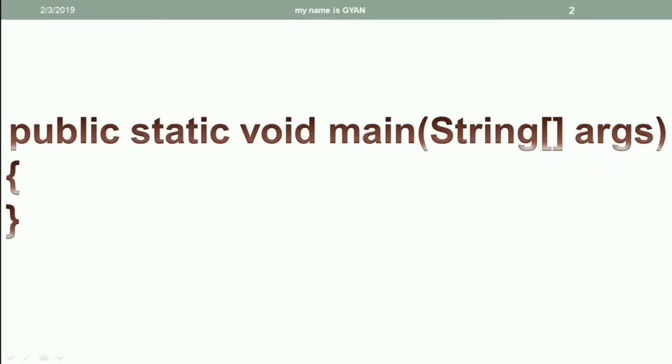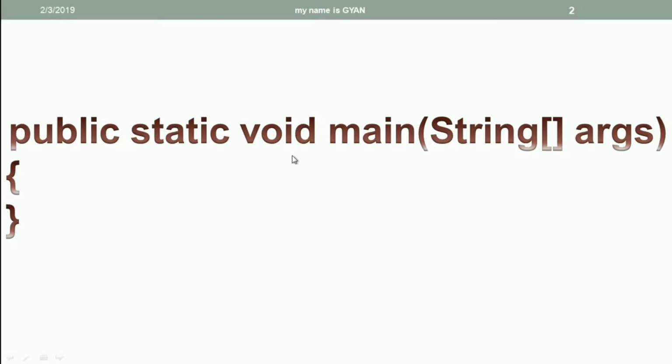public static void main(String[] args). We talked a lot about this method, but let's do a final discussion about this method. We know that the method main is the first method used by JVM to start the execution of the bytecode.